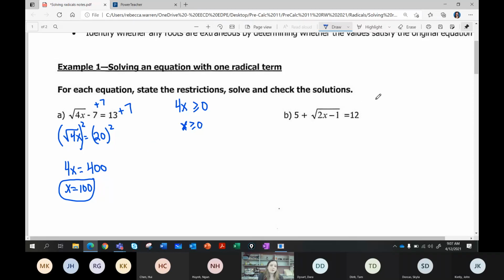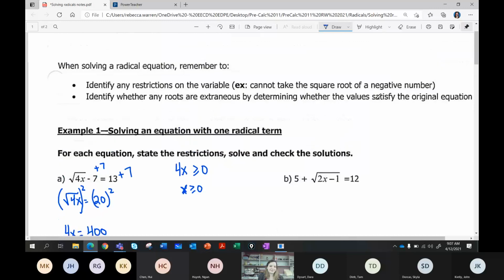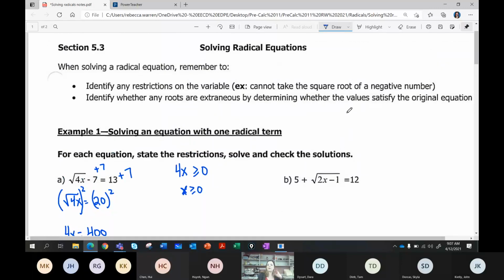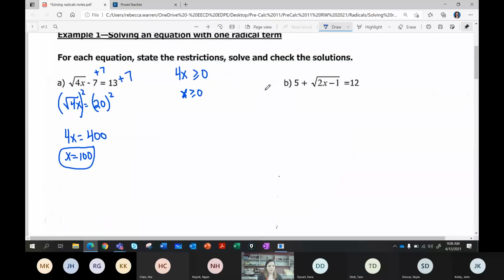Now with these, you always need to verify. I know verifying was kind of annoying with rationals, and we did it sometimes and didn't do it other times. You always have to verify with radicals. And I just want to make sure. So identify any restrictions. And okay, now we're going to verify.